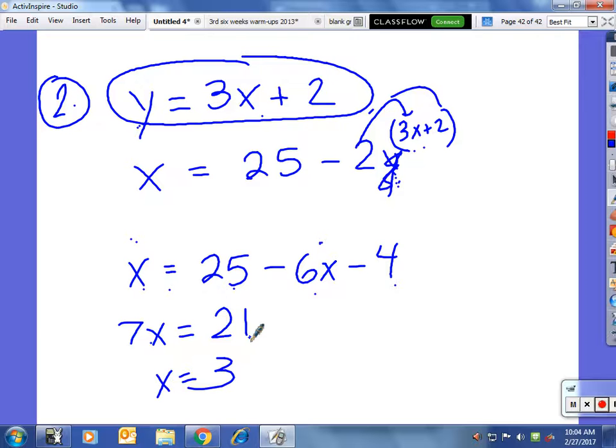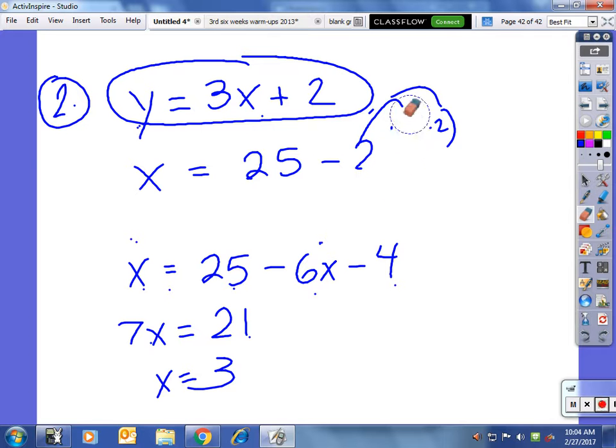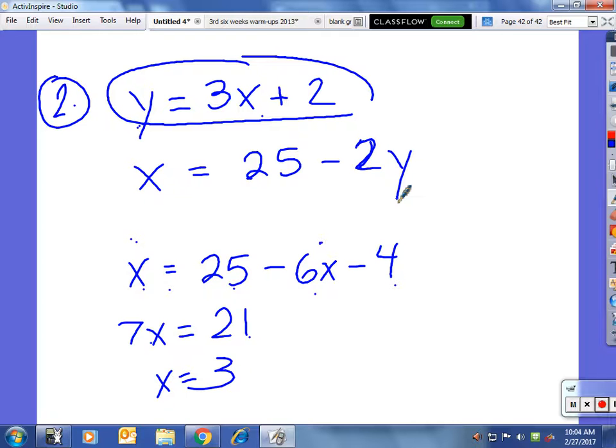Am I done yet? No. If x is 3, and I'm going to go back and rewrite this like it was, I still have to find y. What do I do now?